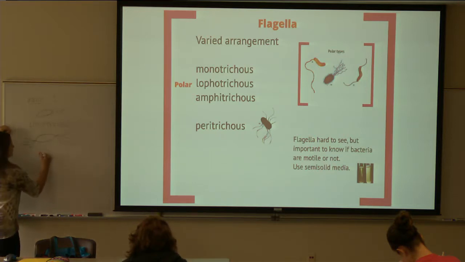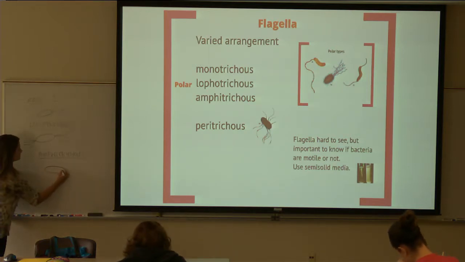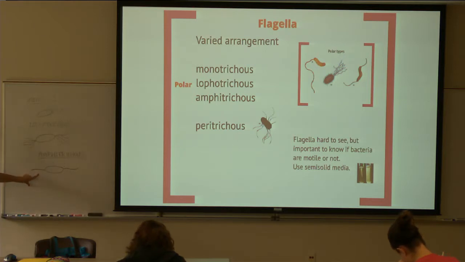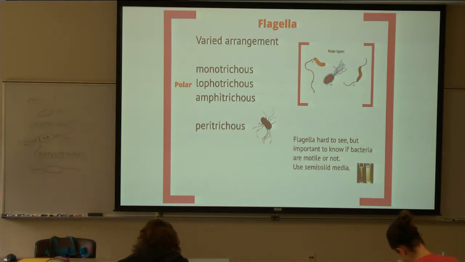Next one we have is amphitrichus. The term amphi refers to both ends of the cell. So now, this is amphitrichus, because we have flagella at both ends. And you know what? So is that. This guy right here is actually lopho and amphitrichus. It's both. Lophotrichus because there are bundles, amphitrichus because there are flagella at both ends.